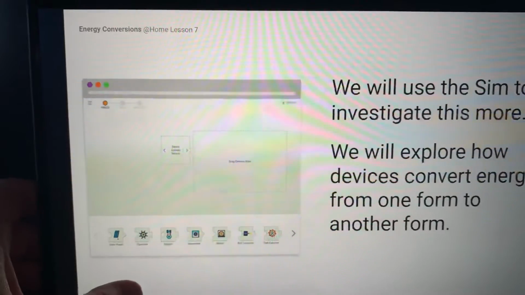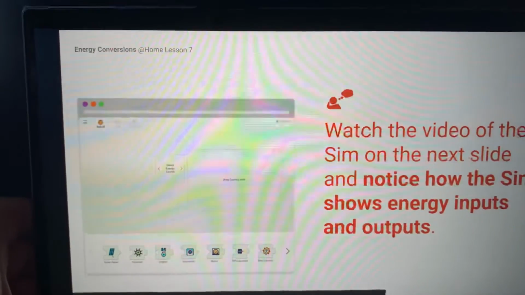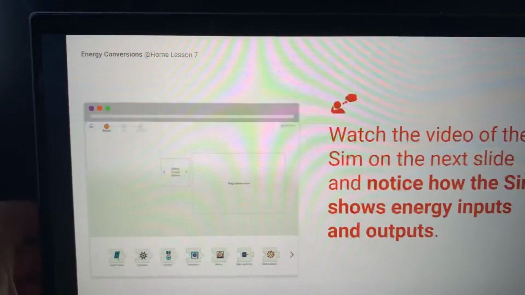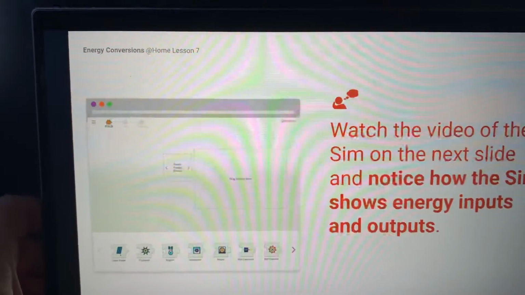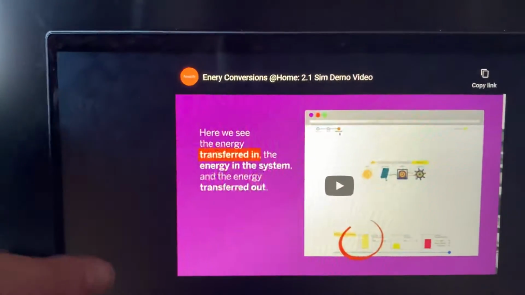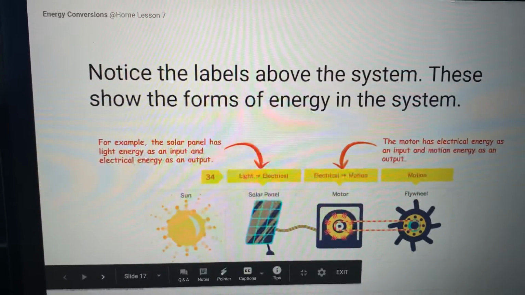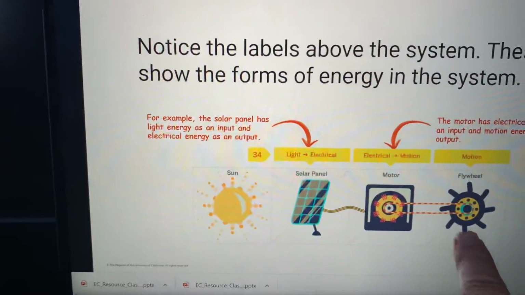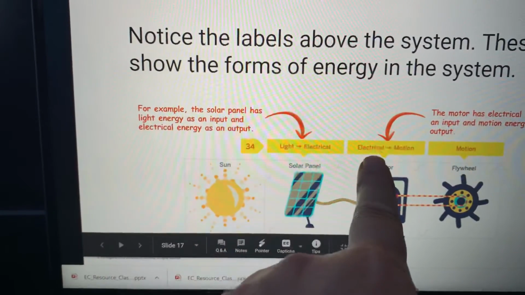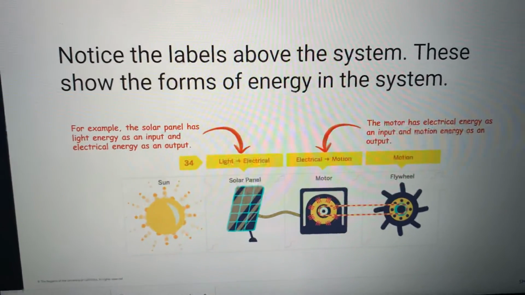And the instructions to use the simulation are also in your Google Classroom assignment. You're going to watch the video of the sim on the next slide, and you're going to notice how the sim shows energy inputs and outputs. So on the next slide is the video. You're going to click that little play button, watch the video, and then you're going to notice the labels above the system. So here is our system. These are the labels: light, electrical, motion. These show the forms of energy in the system.